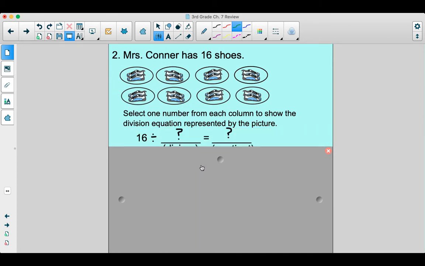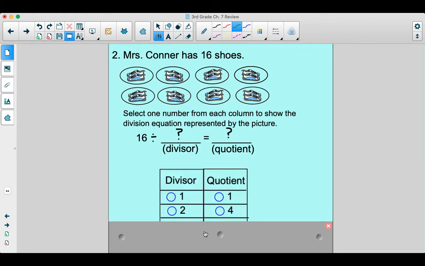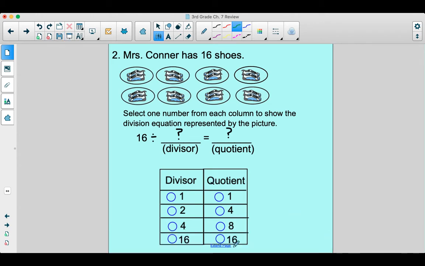All right, so 16 shoes divided by, and then we have to figure out what number is going to go here and what number is going to go here. It's showing us the options 1, 2, 4, or 16 for our divisor. So 16 divided by, well, they put them into groups of what? 16 divided by groups of 2. See how there's 2 in each group? So I'm thinking that this might be our divisor, and then the number of groups is going to be our answer.